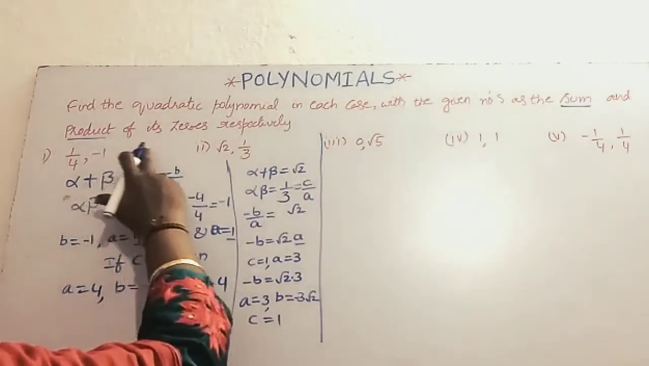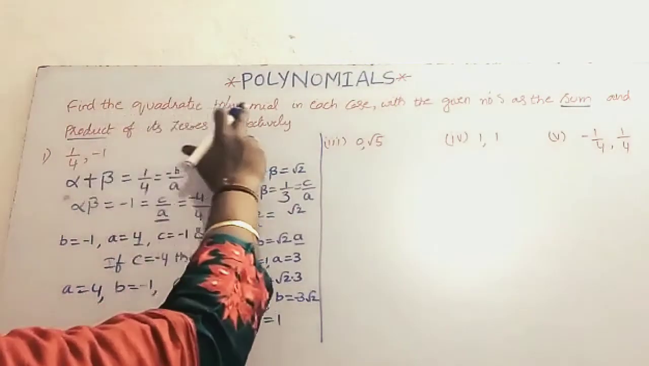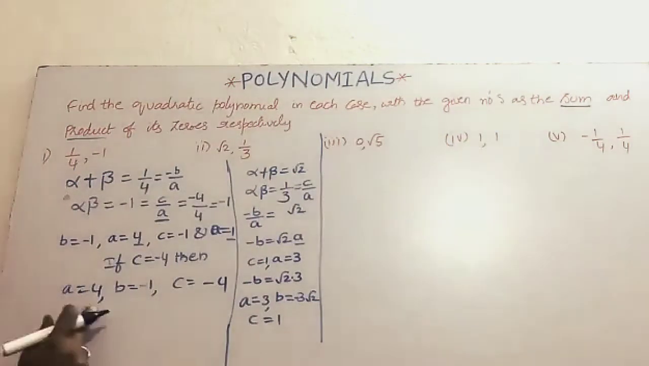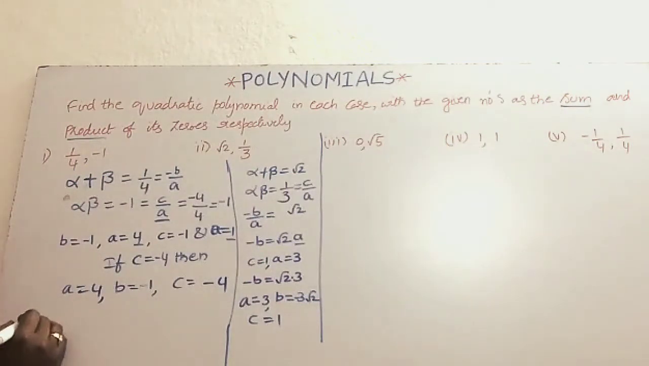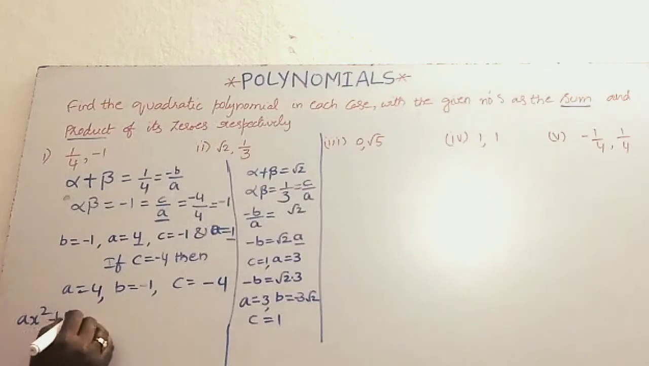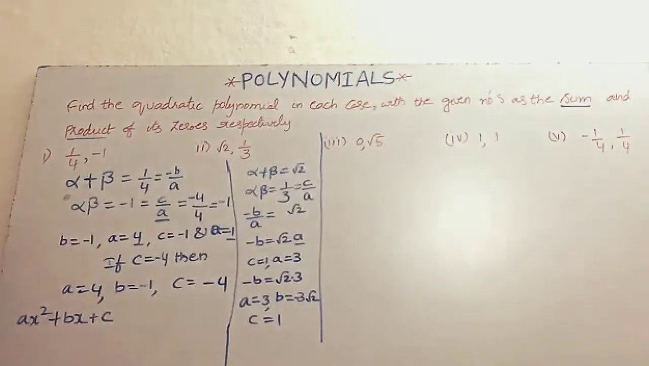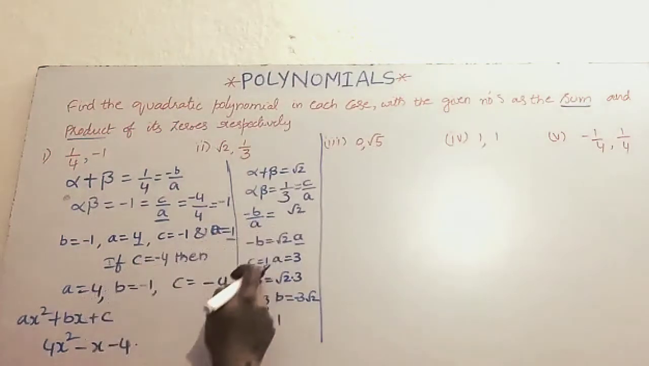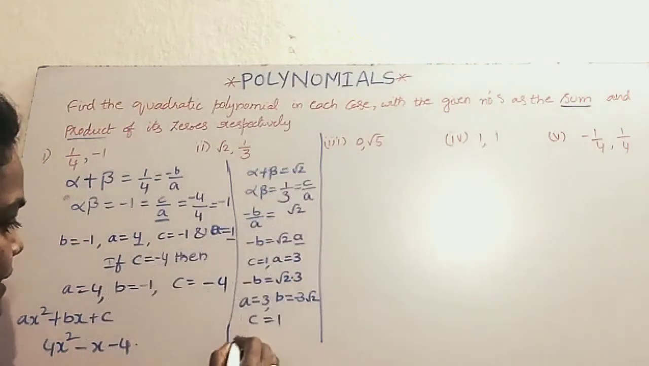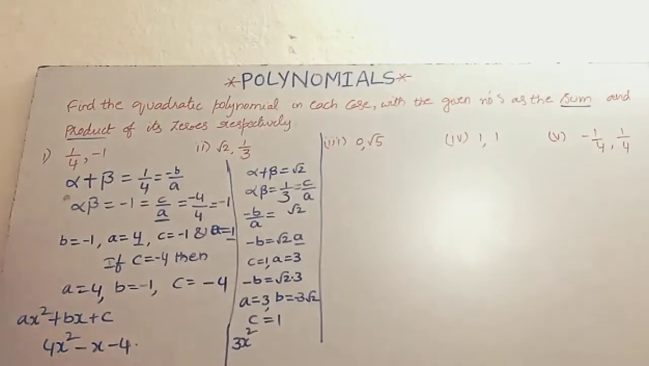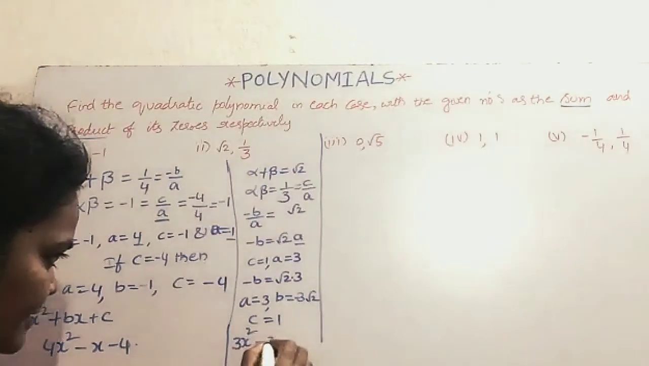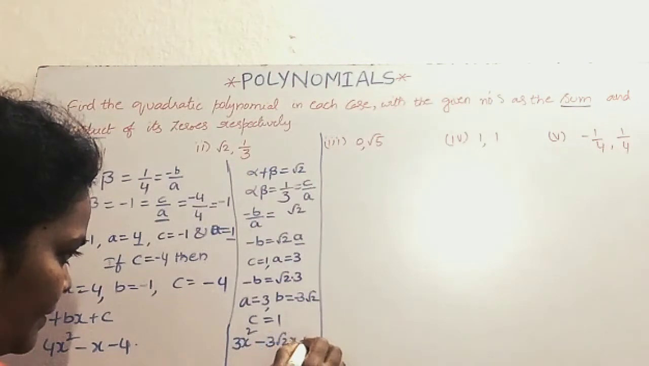Now they ask for the quadratic polynomial. So what is the quadratic polynomial? Ax square plus bx plus c. That means here what is the equation? 4x square minus x minus 4. And here a equal to 3 means 3x square minus 3 root 2x plus 1.